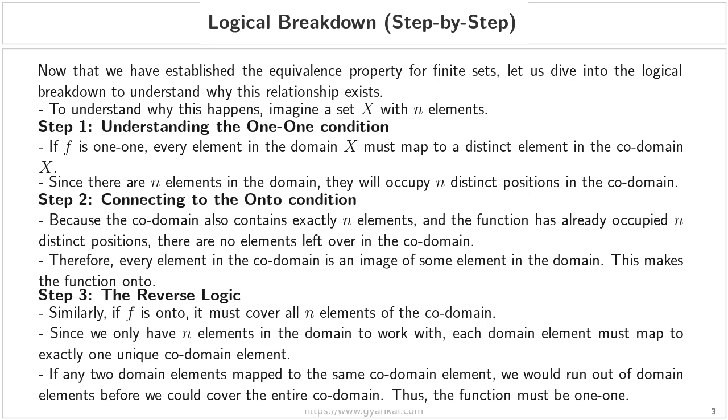If any two domain elements were to map to the same codomain element, we would run out of domain elements before we could cover the entire codomain. Therefore, if the function is onto, it must also be 1-1. In the next slide, I will use a simple analogy to help you visualize this logic more intuitively.